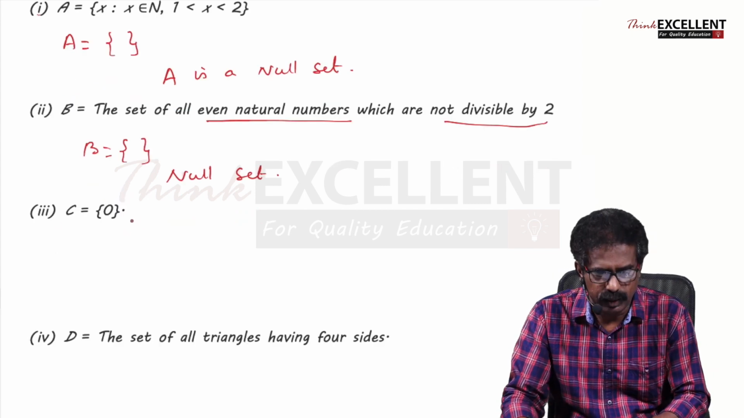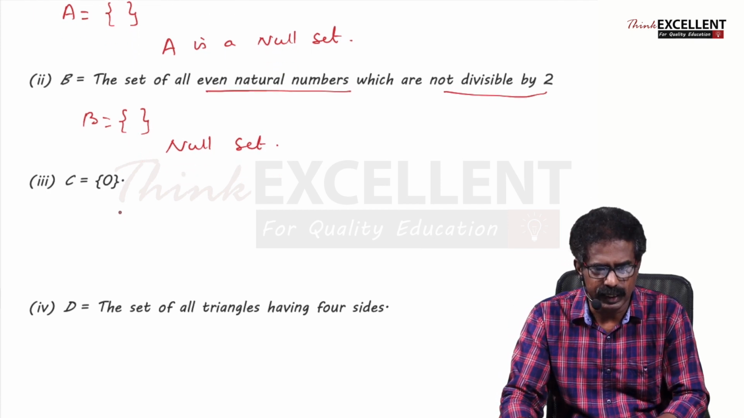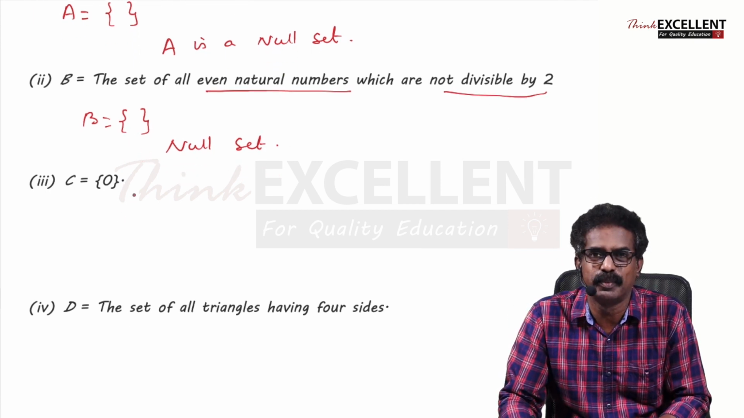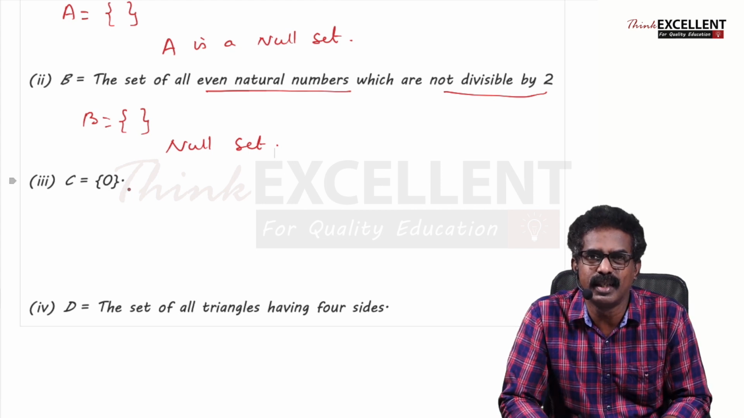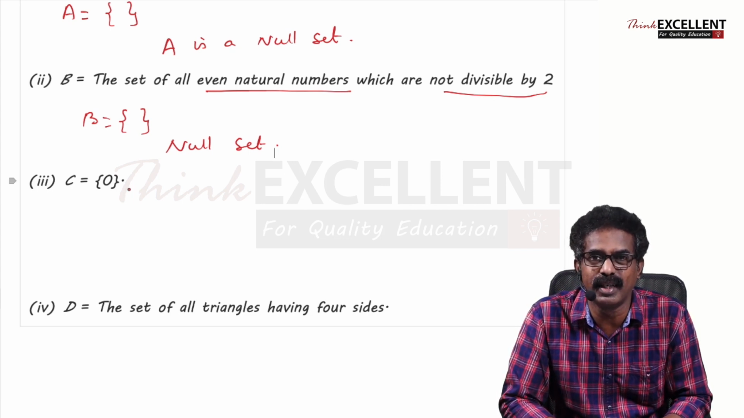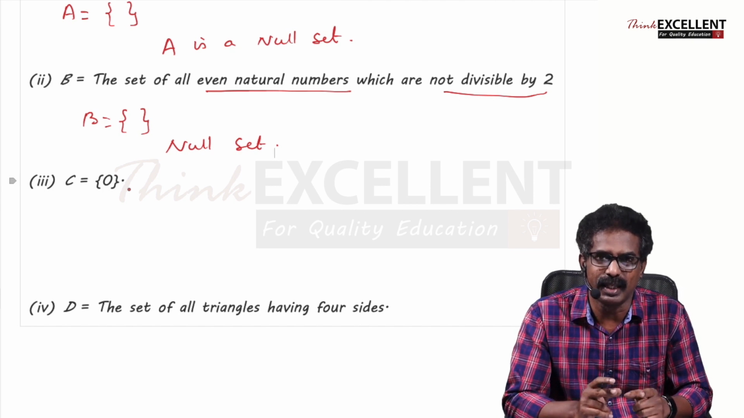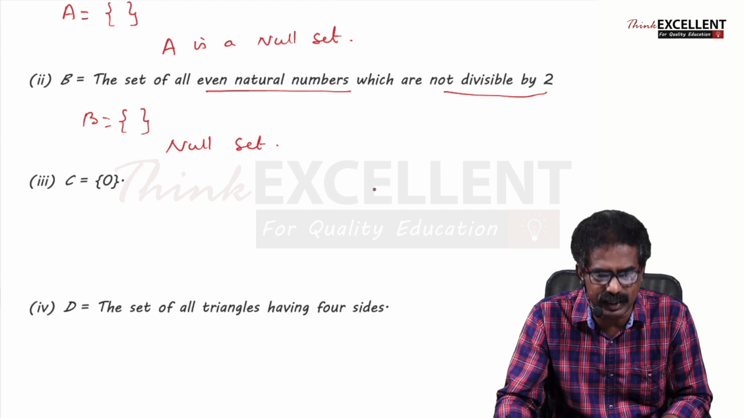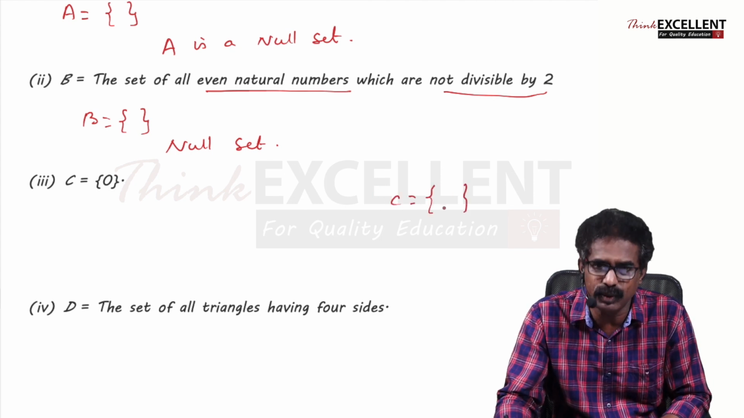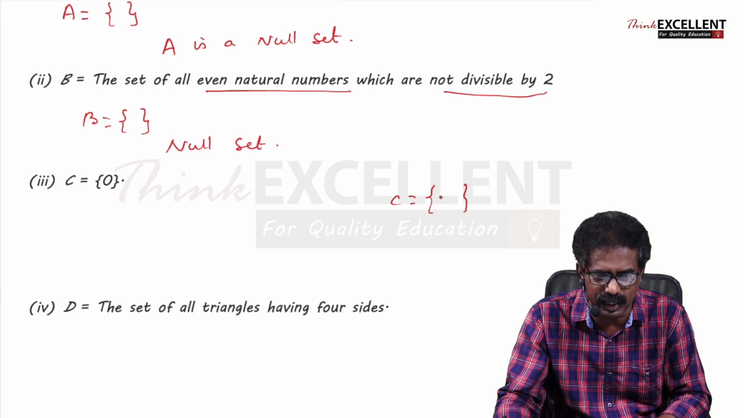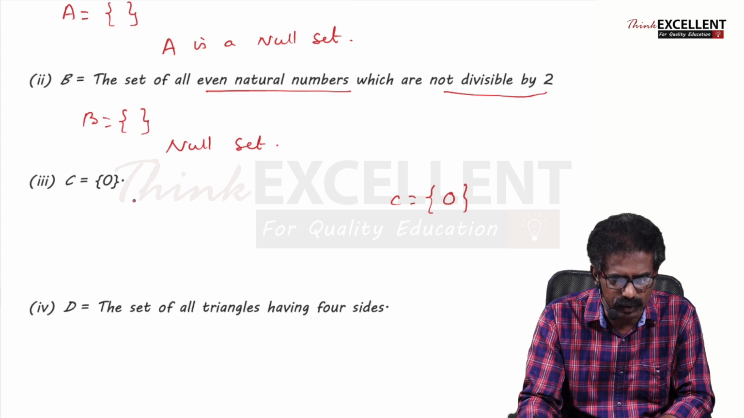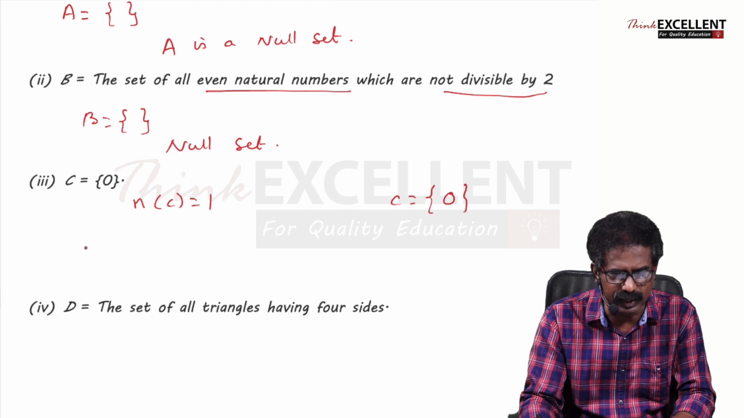Now see the third one. C equal to a set in which 0 is there. How many elements are there? Number of elements, you should say. Don't say 0, because 0 is one element. So one element is there. If nothing were there, no element, you could say null set. But 0 is an element. So there is one element, so n of C equals 1. So it is not a null set, it is a singleton set.